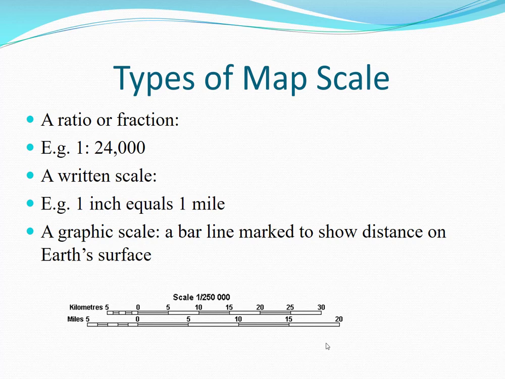We're going to start with types of map scales. We have 3 types of map scale. One is the ratio or fractional scale. For instance, 1 inch on a piece of paper represents 24 inches on land.